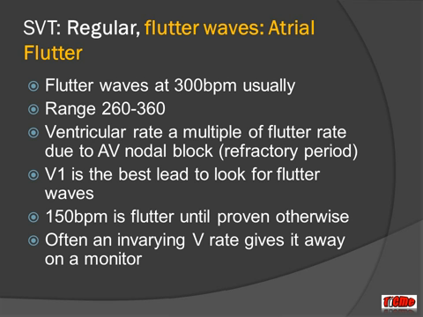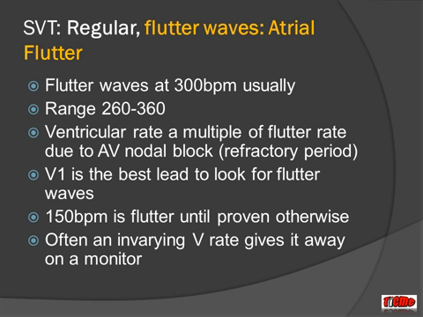So let's talk a little bit about atrial flutter again. The flutter waves can vary from 260 to 360 beats per minute. The ventricular rate is always a multiple of the flutter rate due to the block in the AV node. V1 is the best place to look for flutter waves. One rule of thumb is that exactly 150 beats per minute is flutter until proven otherwise.